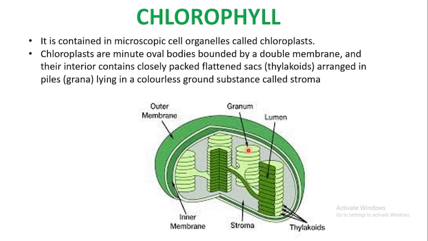So here you can see this is granum. Each single one is known as thylakoid. The single flattened sac is known as thylakoid, and a pile of thylakoids is known as grana. Okay, a single pile is known as granum, and a lot of piles together is known as grana. Okay, lying in a colorless ground substance called stroma. So this colorless substance inside, this liquid inside is known as stroma.